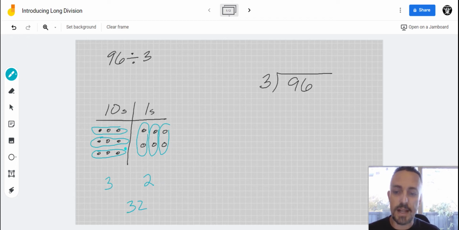I divided all my tens up into 3 equal groups, and I got 3, so that's 30, okay? And I divided my ones up into 3 equal groups, and I got 2 each, so 32 is my answer.